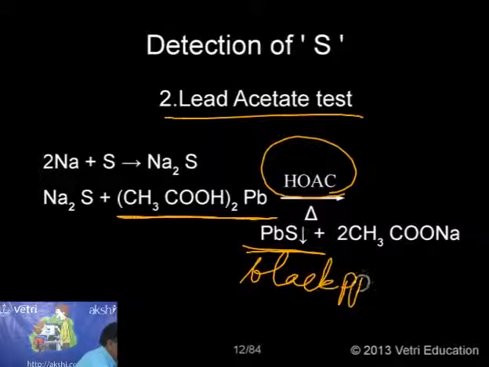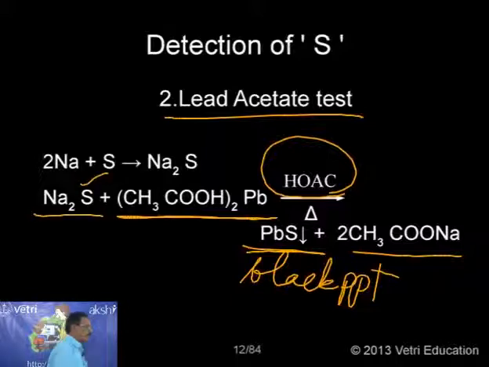This is the most interesting information. So formation of a black precipitate shows the presence of sulfur, along with sodium acetate formed. So the sodium fusion extract is containing sulfur. When we are heating with lead acetate in presence of acetic acid, the sulfur combines with the lead to form lead sulfide, which is a black precipitate. So formation of black precipitate shows the presence of sulfur.